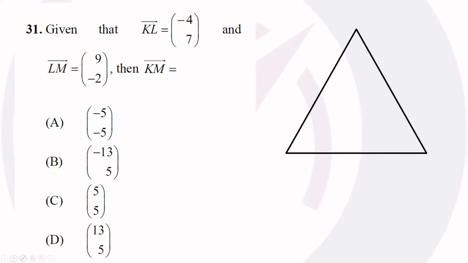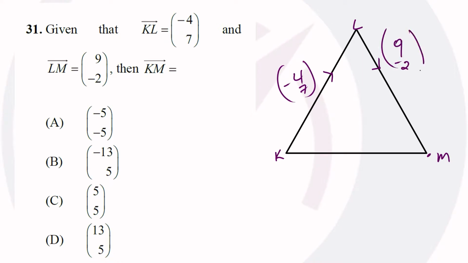Alright, so we're back to vectors. Given the vector, I just pre-drew these triangles so we can use them and draw upon them. We are given vector KL. So we start at K and we go to L. So KL is negative 4, 7. And then the next one is LM. So that means we're going down to M. So LM is 9, negative 2.